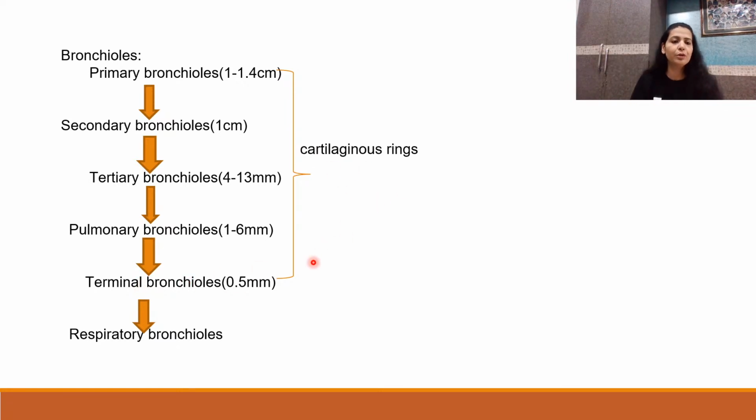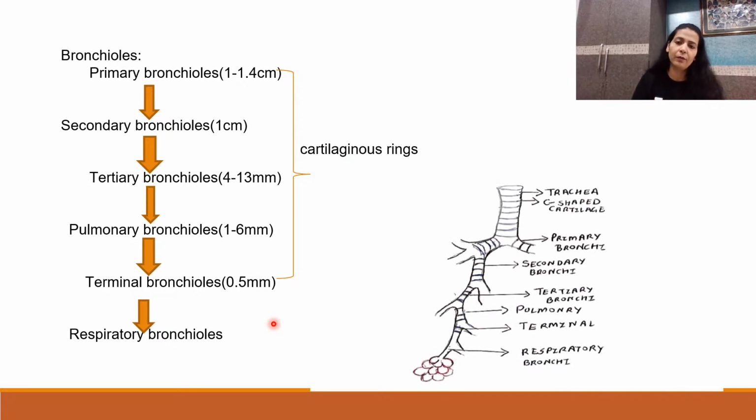So which bronchioles do not have cartilaginous rings? That's only the last one, respiratory bronchioles. Is that okay? Let us try to learn it with the help of a diagram. This is trachea. This is somewhere fifth vertebrae, and it has bifurcated into two. Can you see? Two branches. Now this is one lung. This has to be another lung. I've shown it for one lung, the right lung.